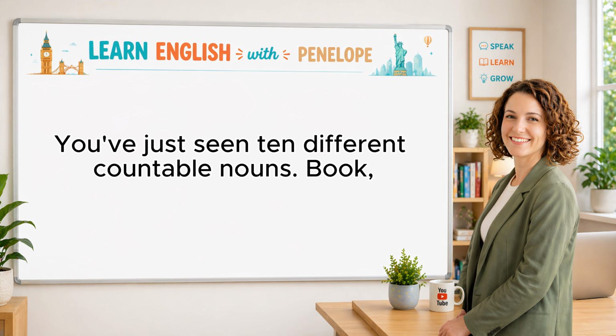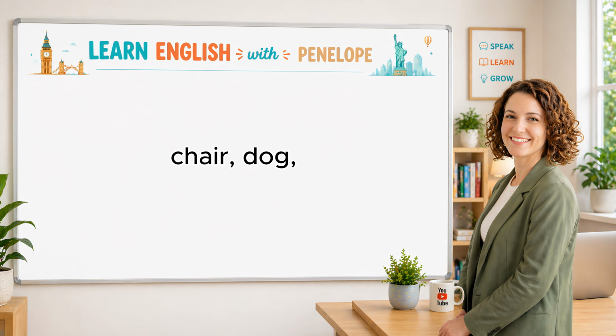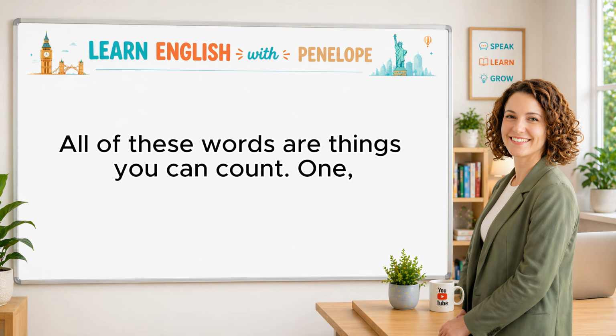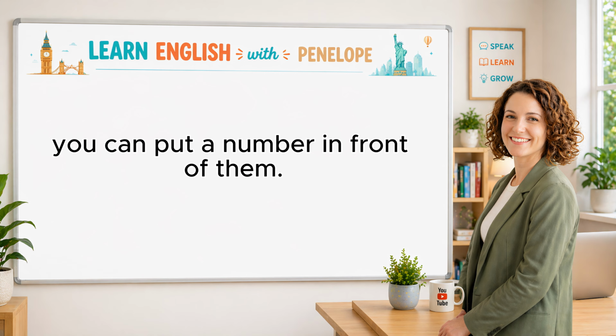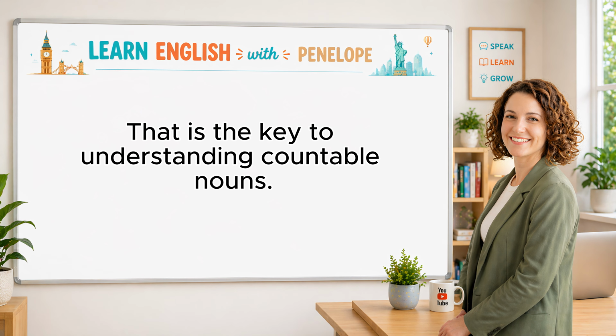Wonderful! You've just seen 10 different countable nouns. Book, chair, dog, orange, student, car, egg, tree, city, friend. All of these words are things you can count. 1, 2, 3. You can put a number in front of them. That is the key to understanding countable nouns.